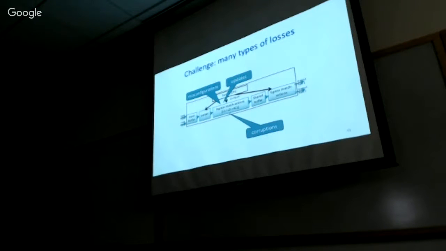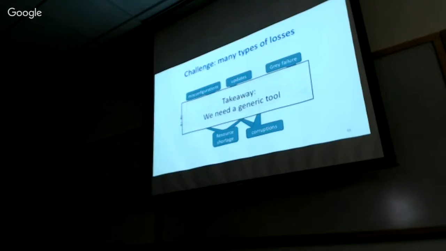The table may have corruptions and drop packets. Corruption may also happen in the packet buffers, corrupting the packet so that it gets dropped. Resource shortage could also happen in the buffer during congestion, or at the input buffer. And links may have gray failures, for example fiber contamination, so they may randomly drop packets. With so many possible reasons for packet loss, it is very hard for the vendor to provide each kind of loss with special logic to detect it. So the takeaway is that we want to create a tool that is generic to any type of loss.